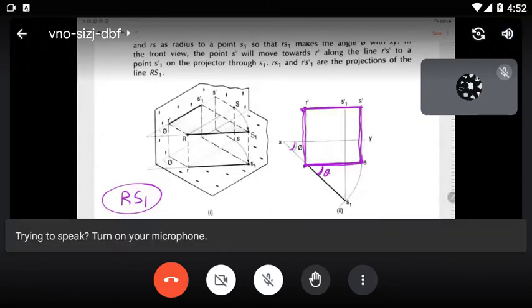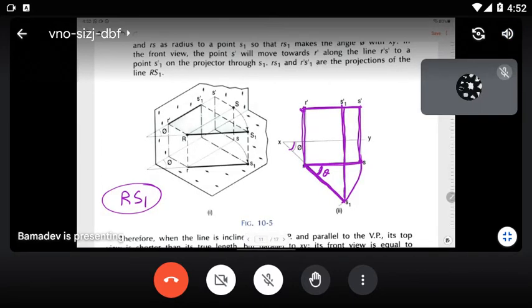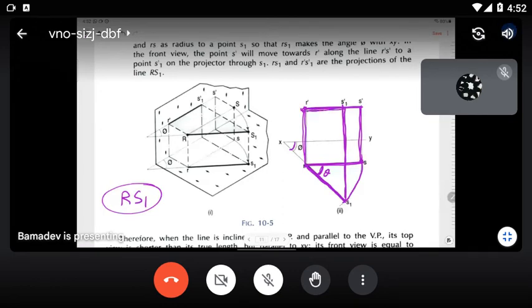And draw an arc with angle theta and join it. This becomes your top view, and project it upon the previous front view. And this becomes your actual front view. Okay?